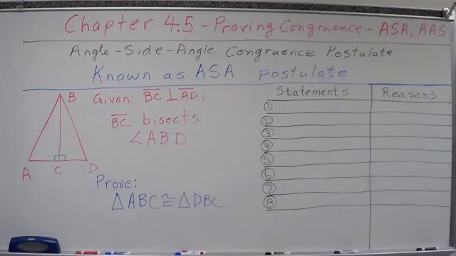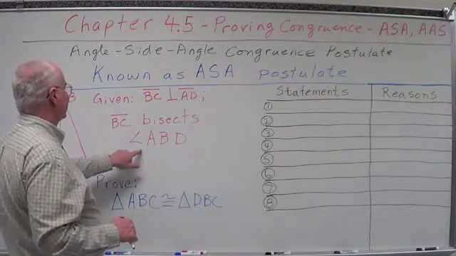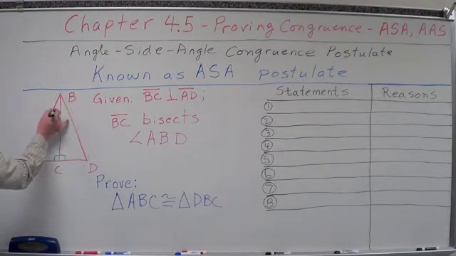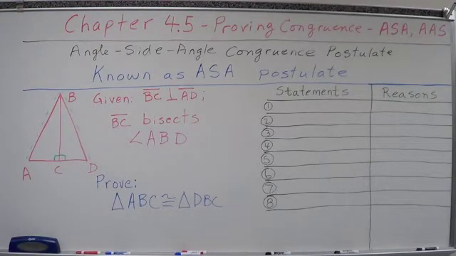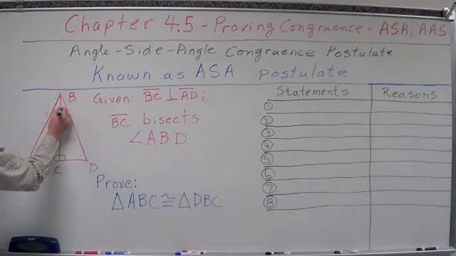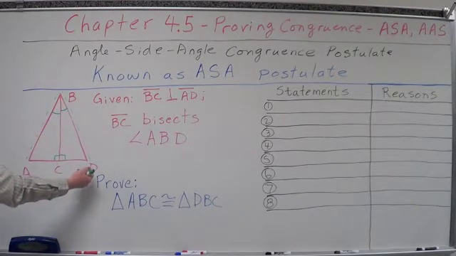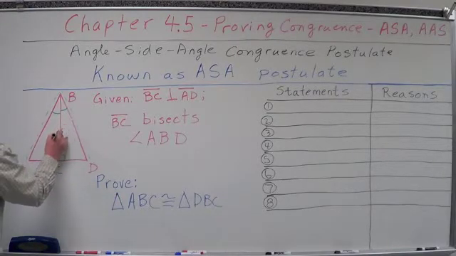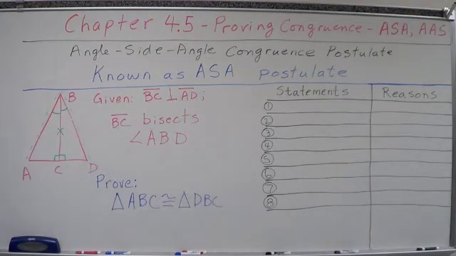What else do we know? They also tell us that BC bisects angle ABD. Angle ABD is this one right here. If it bisects it, this angle bisector cuts something in half, creating two congruent or equal parts. So angle ABC is going to be congruent to angle DBC. So we've got two angles here and two angles there. What else do we need? I marked this with an X because the segment between those is reflexive. It's congruent to itself. So we have angle, side, angle, and we're ready to do our proof.